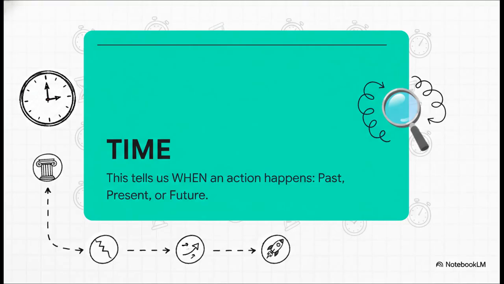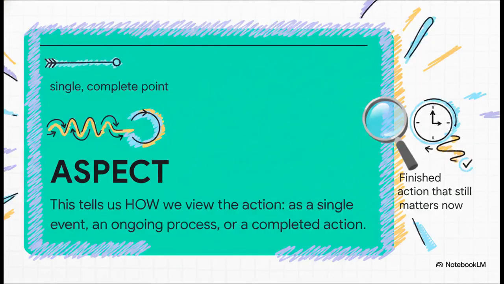All right, building block number 1 is time. And this one, thankfully, is pretty straightforward. It's the anchor. It just places the action on a timeline for us. Did it happen in the past? Is it happening in the present? Or will it happen in the future? Simple. And then we have our second building block, aspect.